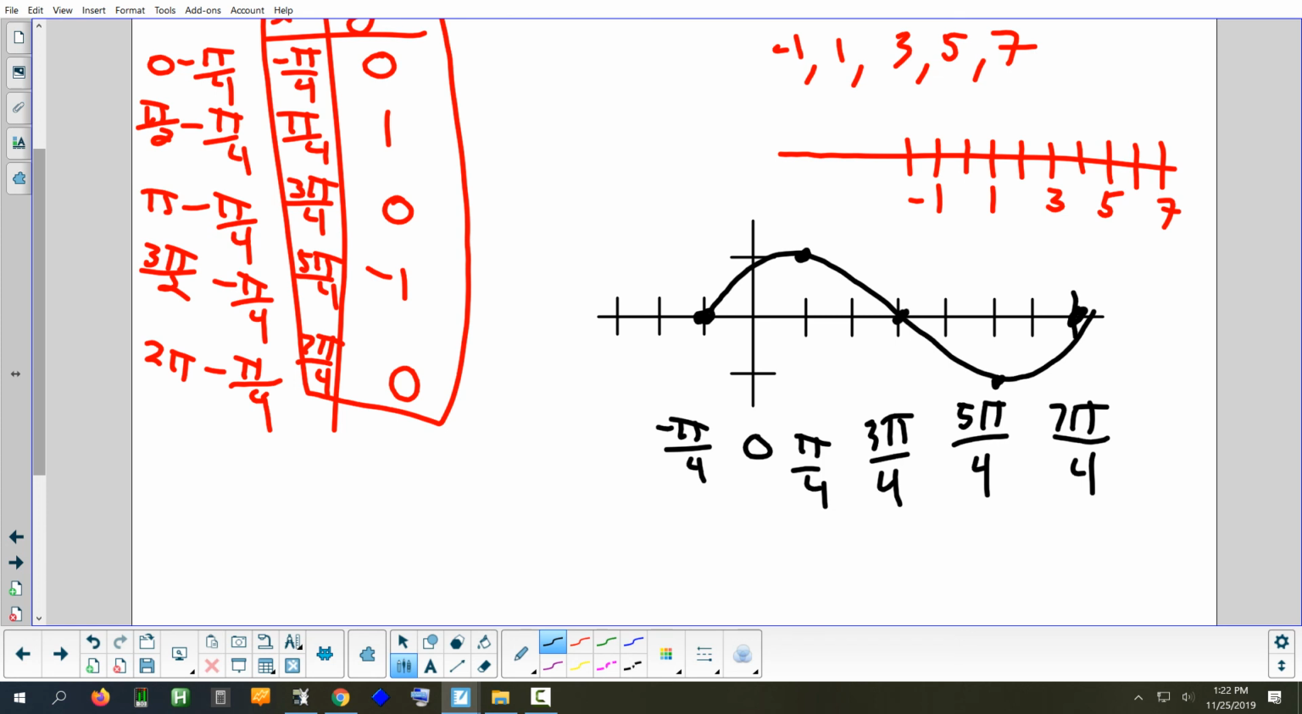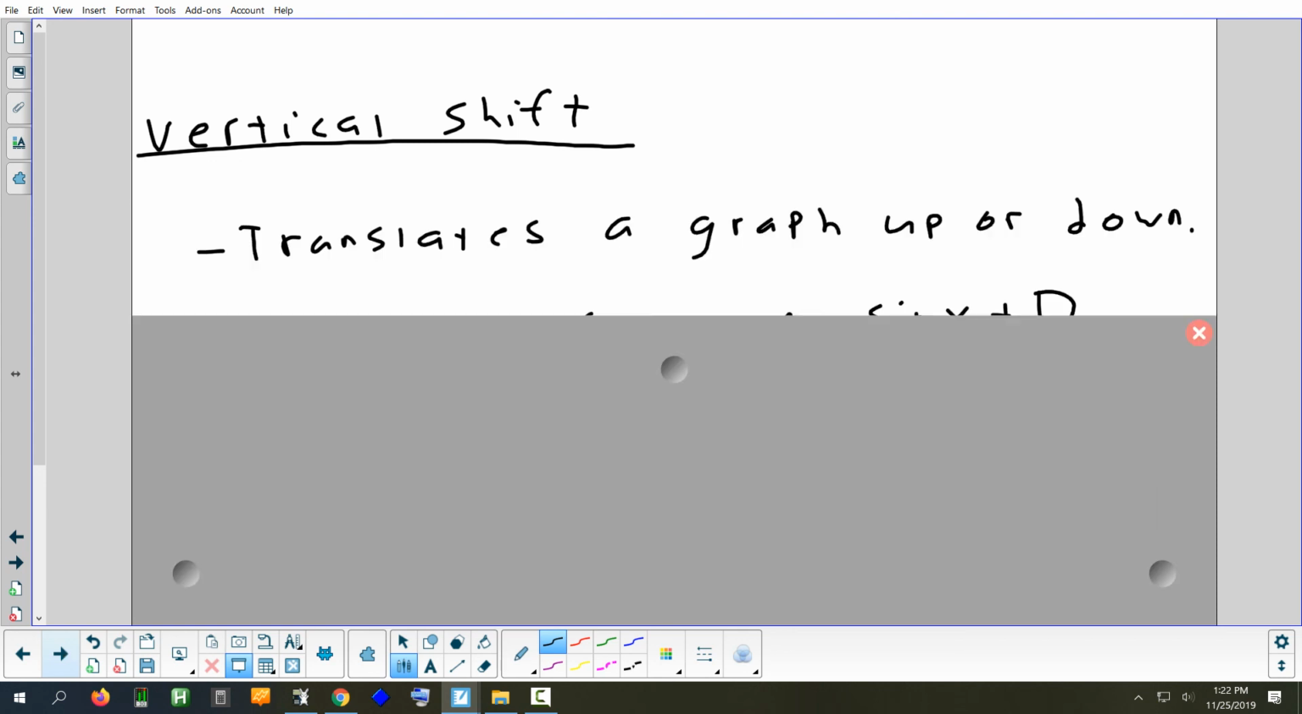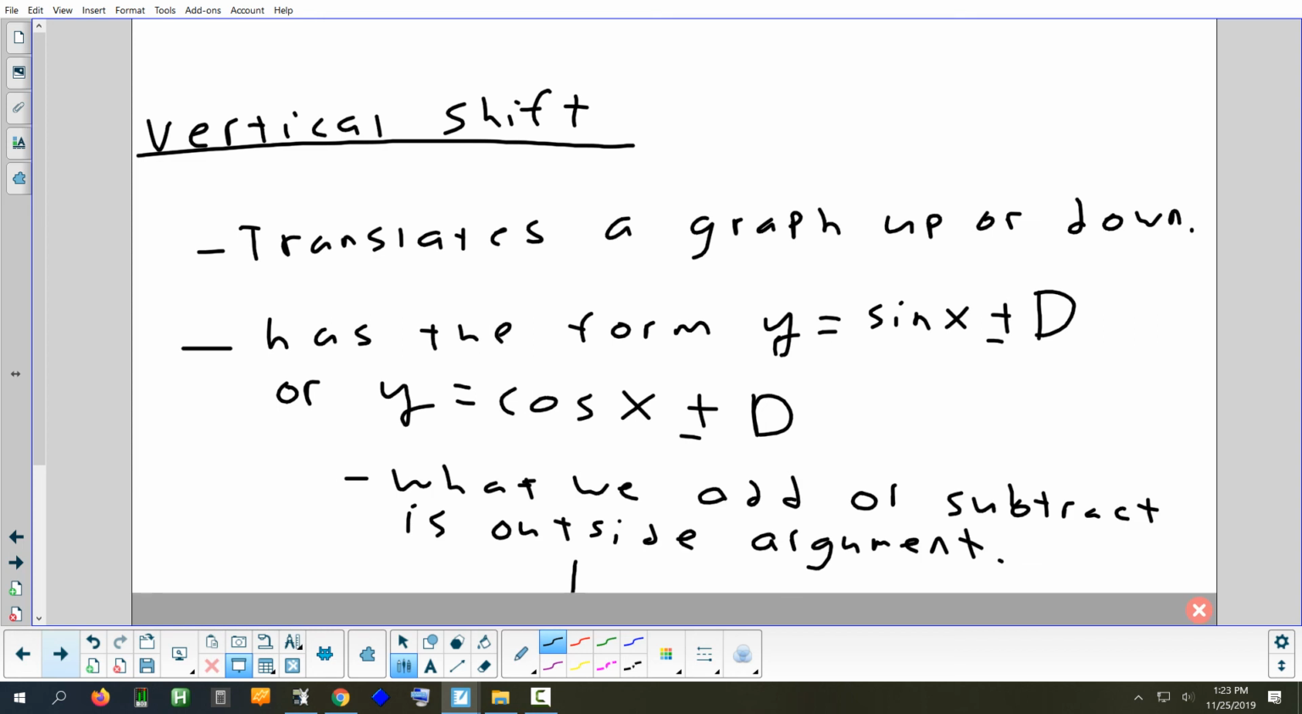All right, so that's our horizontal shift. Vertical shift. What operation is involved when you shift up and down? Plus or minus. Where is it? Outside parentheses. So a vertical shift, again, this is written for somebody that's never seen transformations before. It shifts the graph up or down. It's when you do plus or minus on the end of the function, or outside the parentheses.